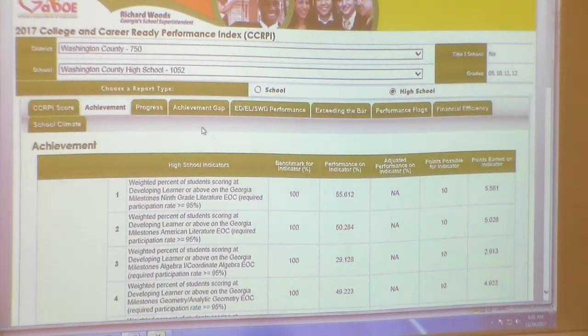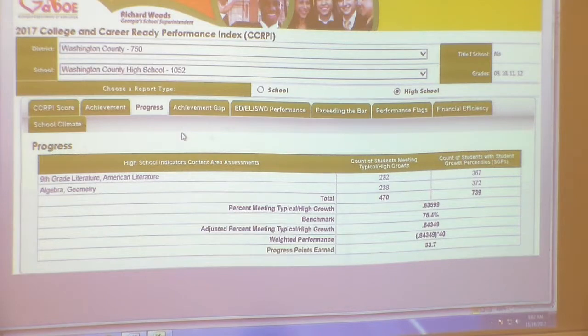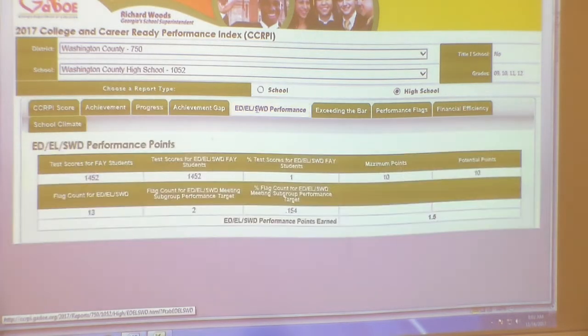Then your progress. You have a progress score. You can get that for me, please. That just tells you how you're progressing in these areas. Then your achievement gap is how well you're closing the achievement gap, and this is your economically disadvantaged students. We don't have enough English learners to get a score, but we have economically disadvantaged and our students with disabilities. Click on that. Yes, ma'am.